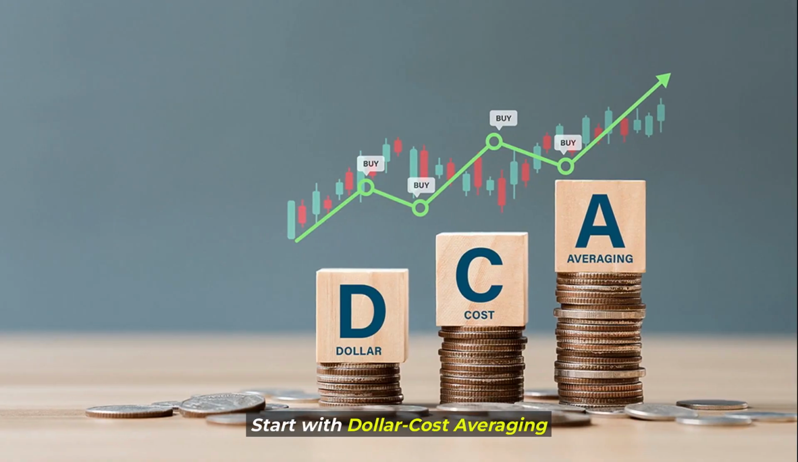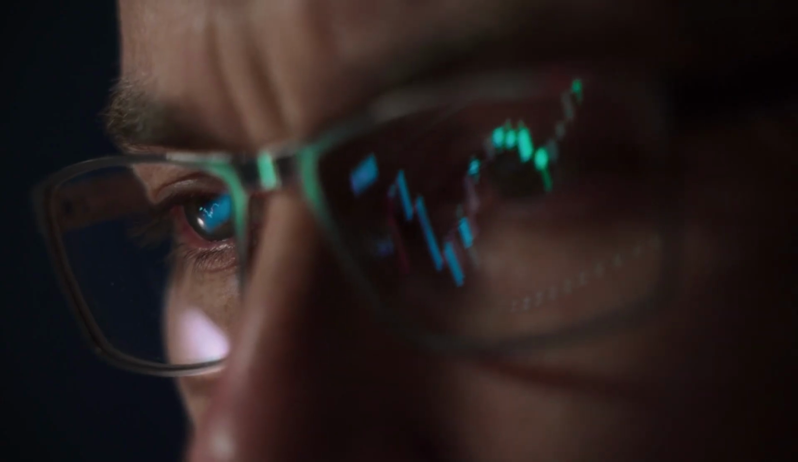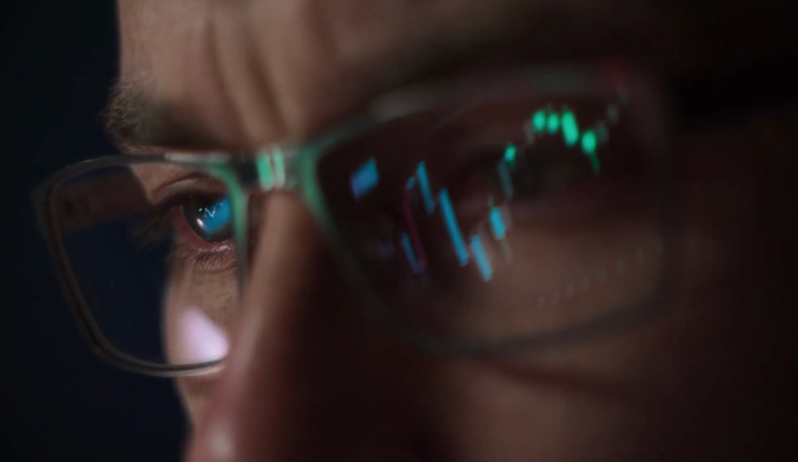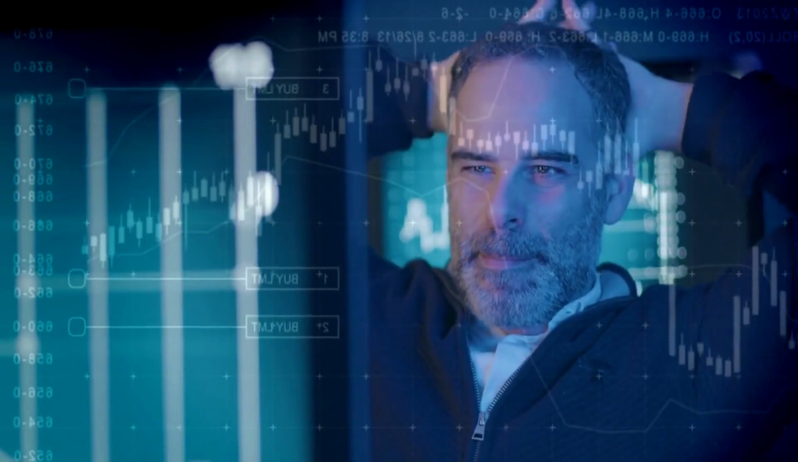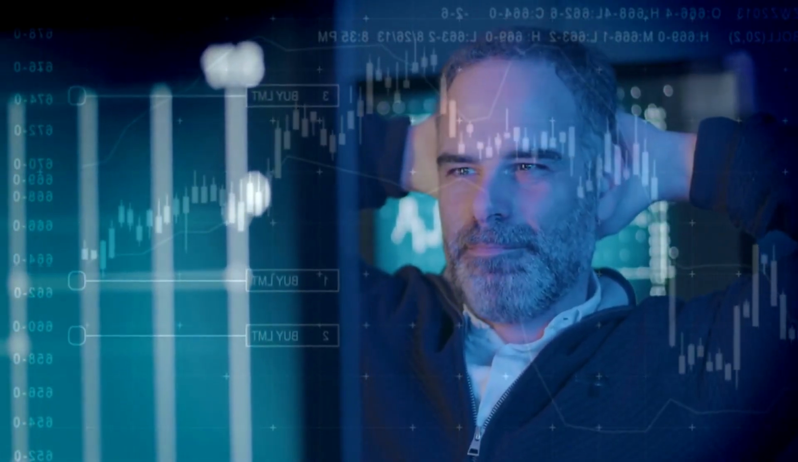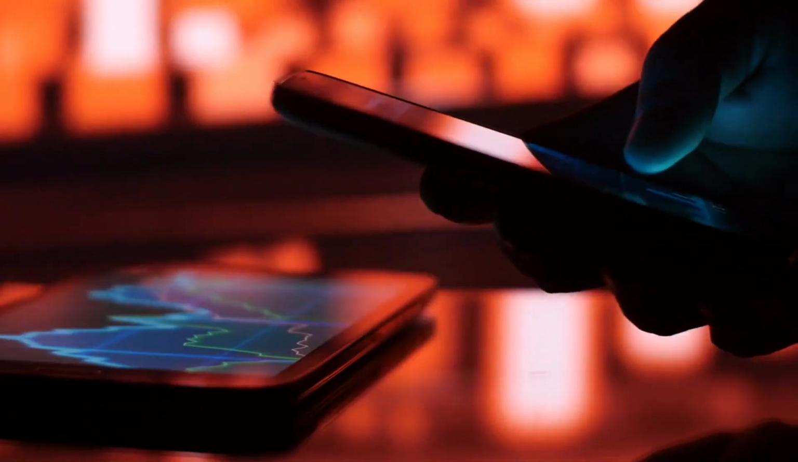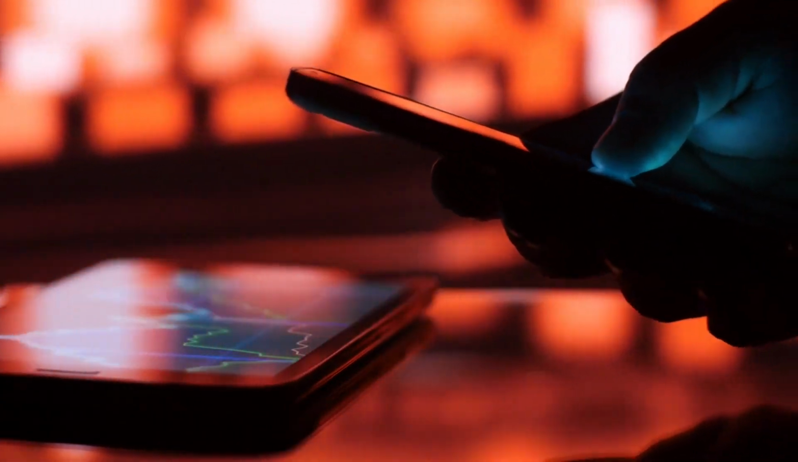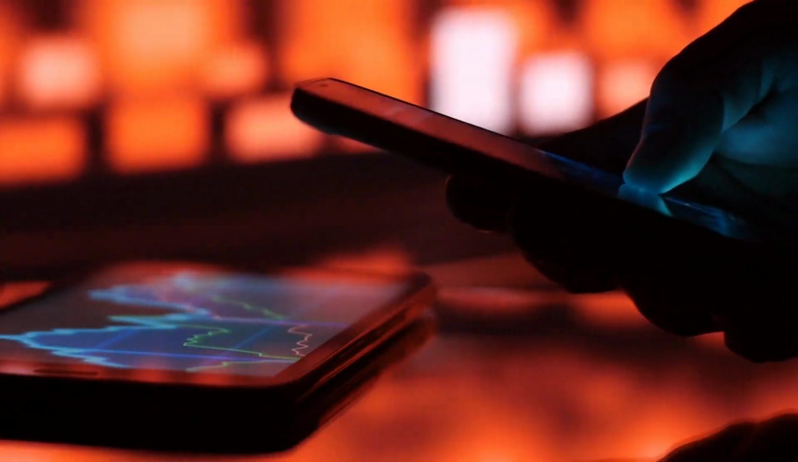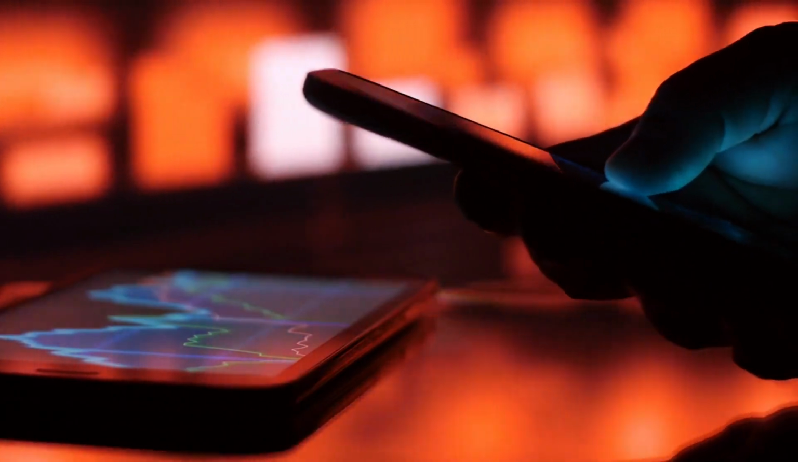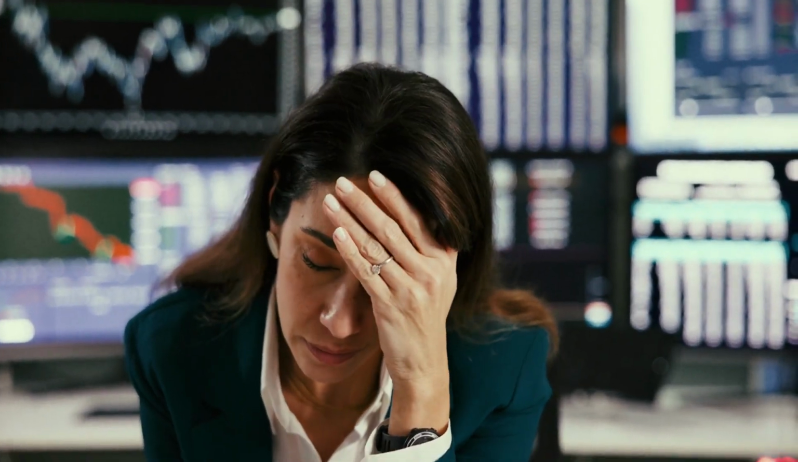Start with dollar cost averaging. Dollar cost averaging is your secret weapon for consistent profits. This strategy involves investing a fixed amount regularly, regardless of market conditions. Set up automatic investments of $50, $100, or whatever you can afford weekly or monthly. This approach reduces the impact of market volatility and eliminates emotional decision-making.